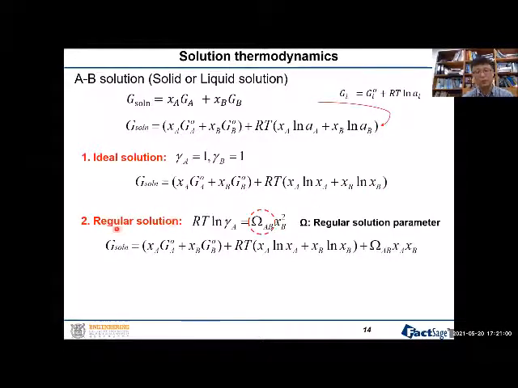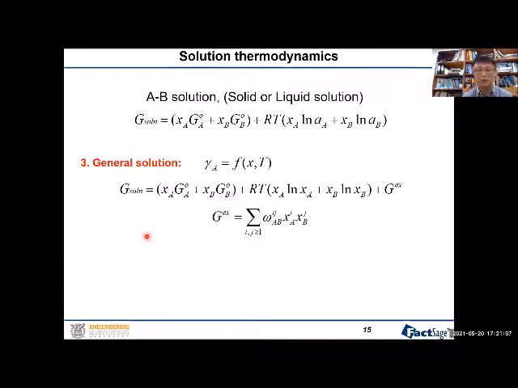And if we consider a regular solution, where RT ln activity has a special relationship like this, we call it a regular solution, and then we can express the Gibbs energy of the solution this way. But to say frankly, I do a lot of thermodynamic assessment of the Gibbs energy of solution phases. Among all the binary systems we have to deal with, only a very, very few percent of the solutions are close to an ideal solution or regular solution. And the rest of them are much more complex.